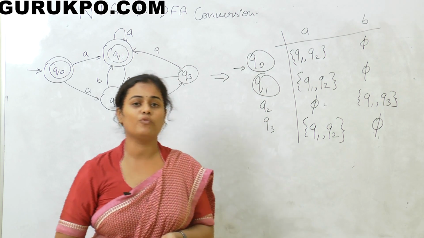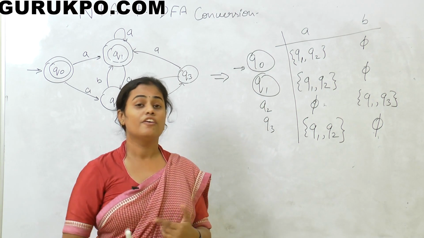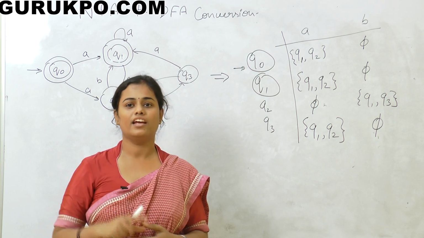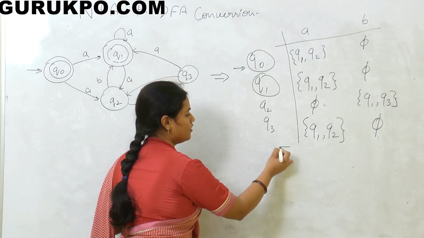Now what we have to do is convert this NFA table to the DFA table. From that DFA table we will make a DFA. How can we convert this NFA table to a DFA table?